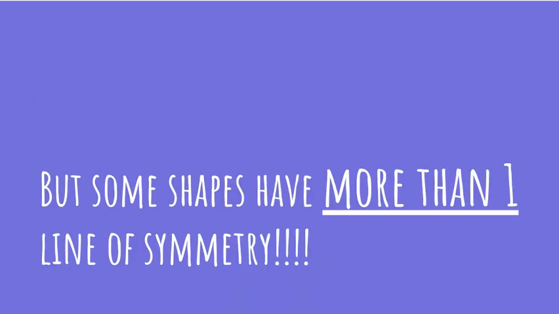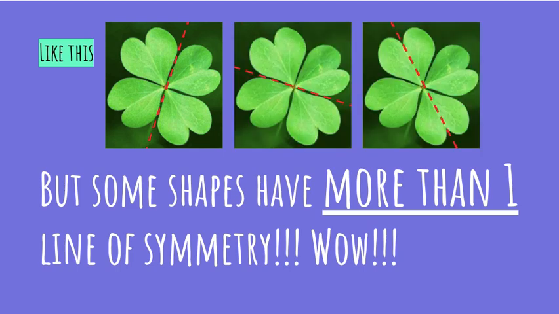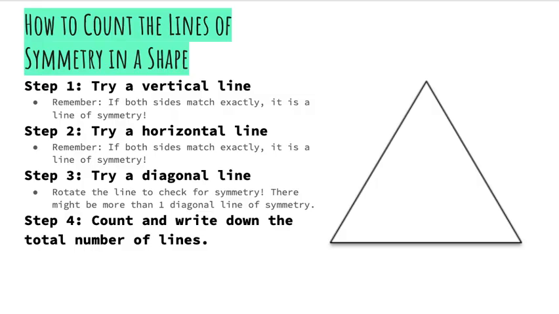But some shapes have more than 1 line of symmetry. In our slideshow yesterday, we looked at this clover. This clover has not just 1 line of symmetry, but we saw that there's all these other lines that also work. So our job today is to count the lines of symmetry in a shape. Your first step is to try a vertical line.